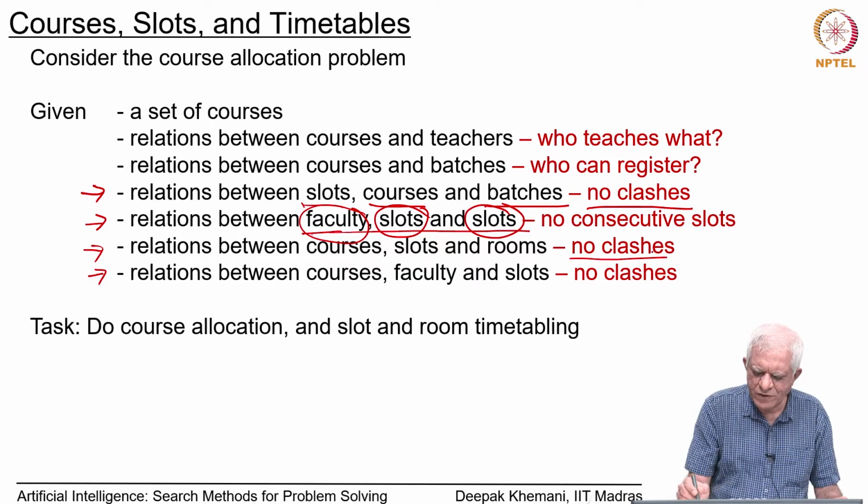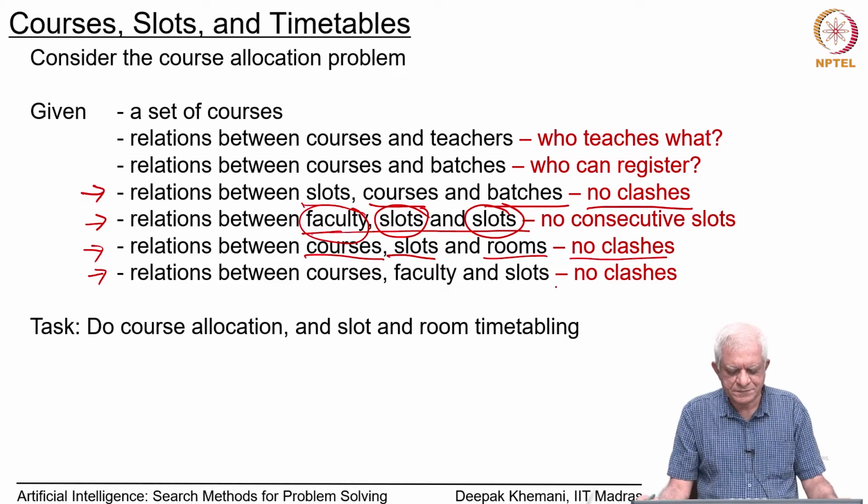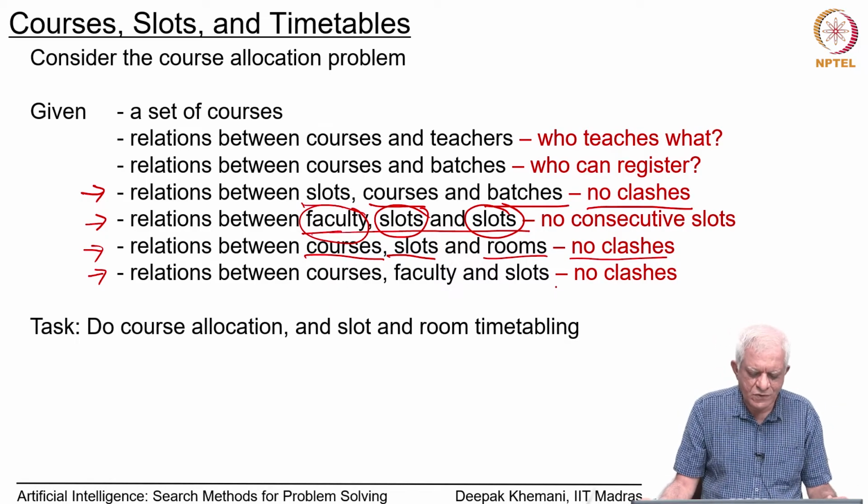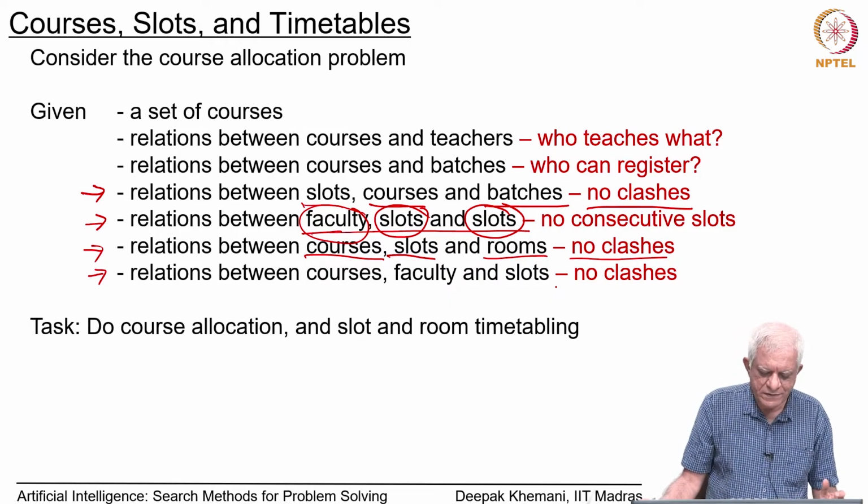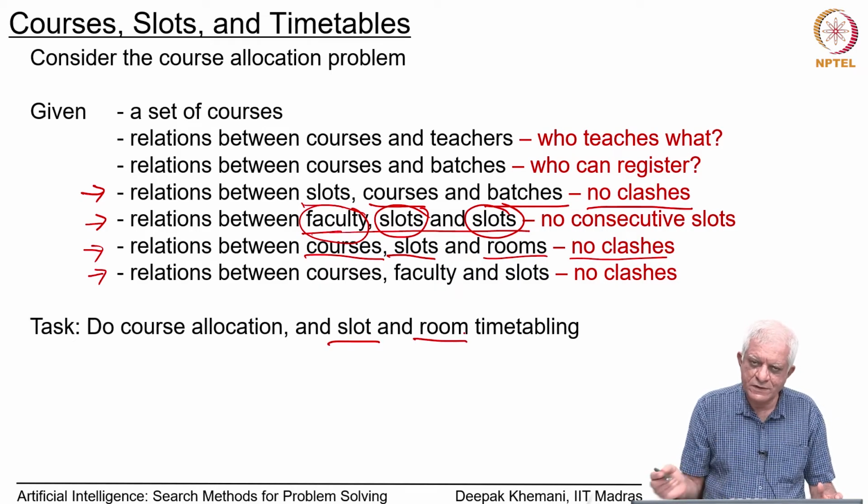Then again you want to avoid clashes between courses, slots and rooms. You can't have the courses in the same slot in the same room and so on essentially. Courses, faculty and slots. And then you do course allocation and you decide which faculty will teach the course, which slot the course will be in and which room the course will be in essentially.